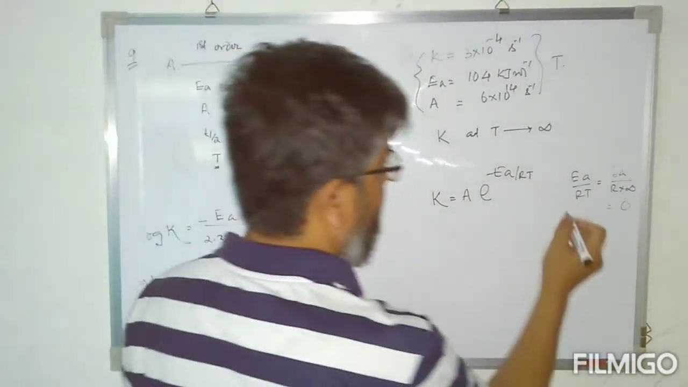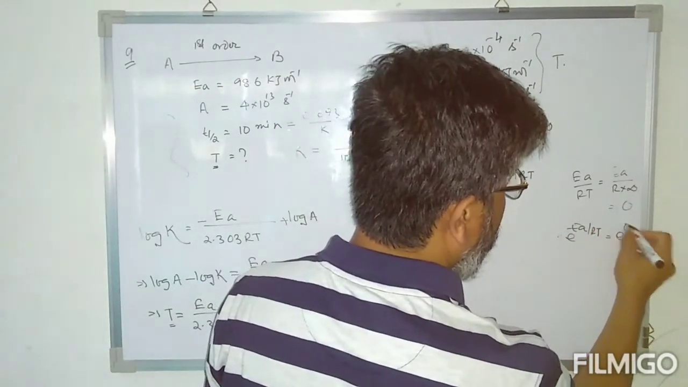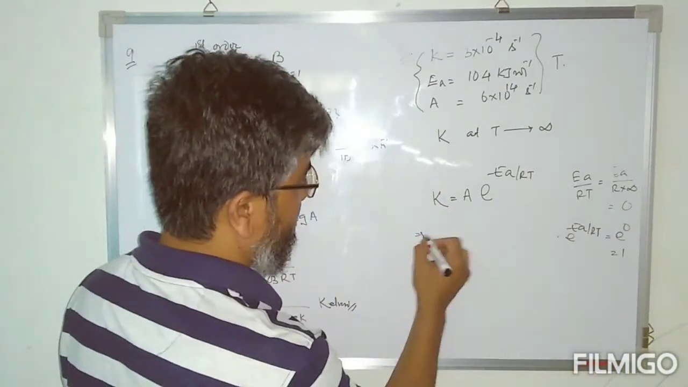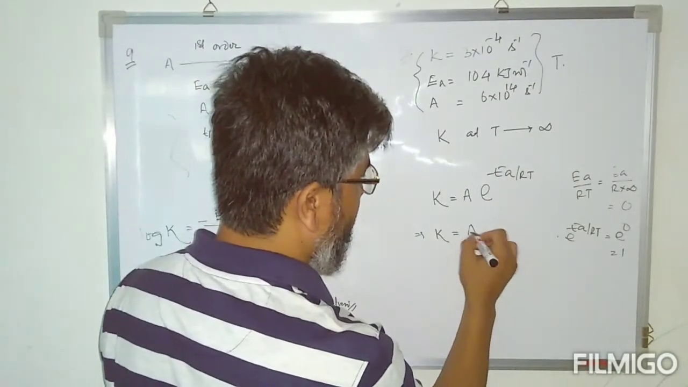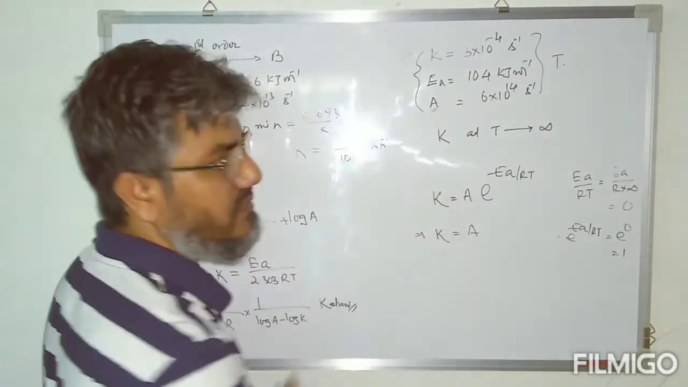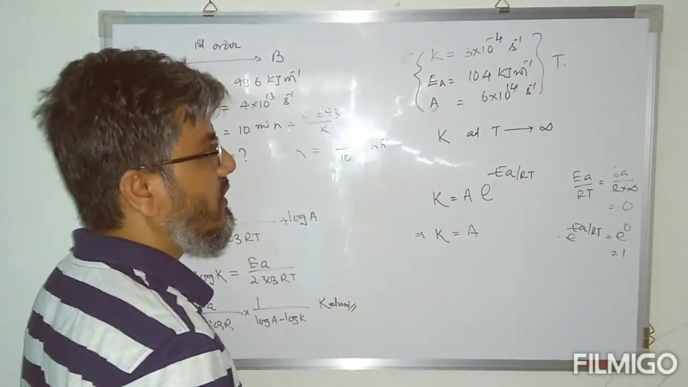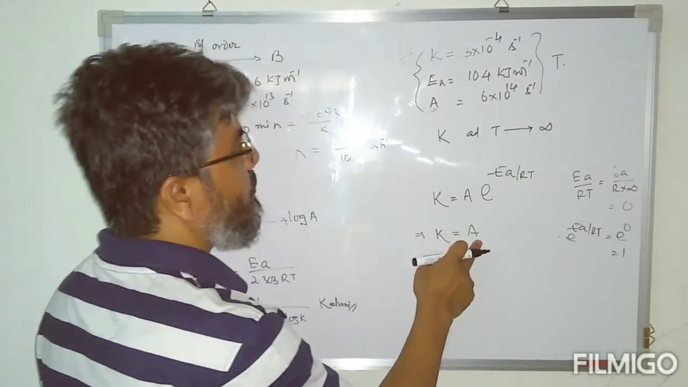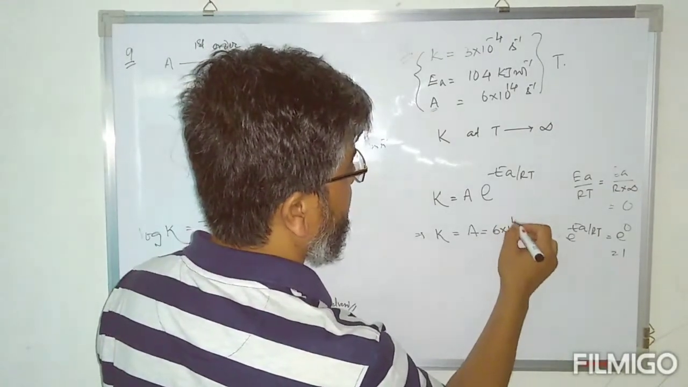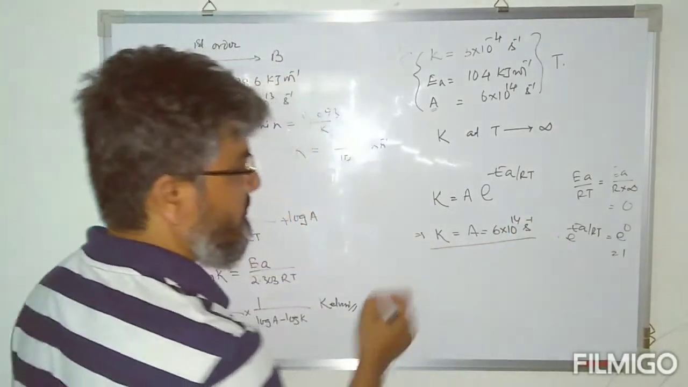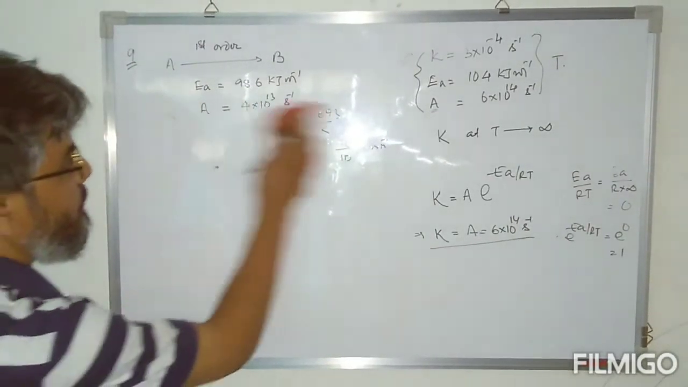So therefore, exponential minus Ea by RT is equal to e to the power 0, and e to the power 0 is equal to 1. That means K at temperature tends to infinity is equal to A. The value of A is given. So when temperature reaches an infinitely large value, the rate constant K is equal to the pre-exponential factor A. This is equal to 6 into 10 to the power 14 second inverse.